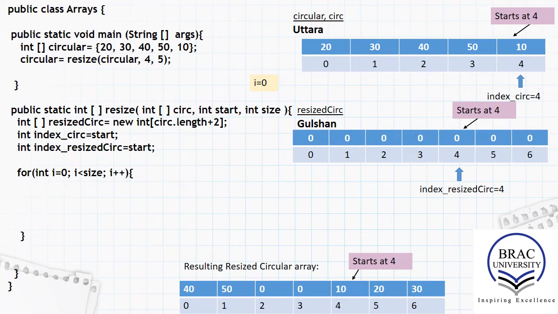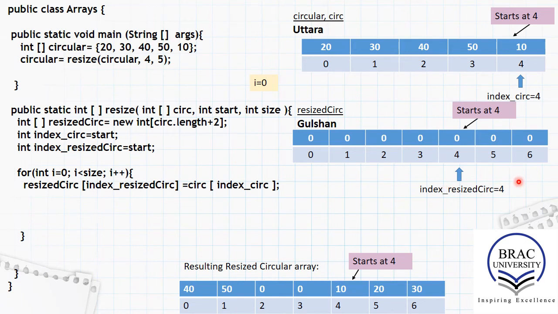So the line should be like this. I've copied the value from the array in Uttara, which is in circ, to the array in Gulshan, that is in the reference resized circ. And for circ, the index variable is index underscore circ, and for resized circ, the index variable is index underscore resized circ. So after this line, I should increment this variable and this variable as well before it goes into the next iteration.